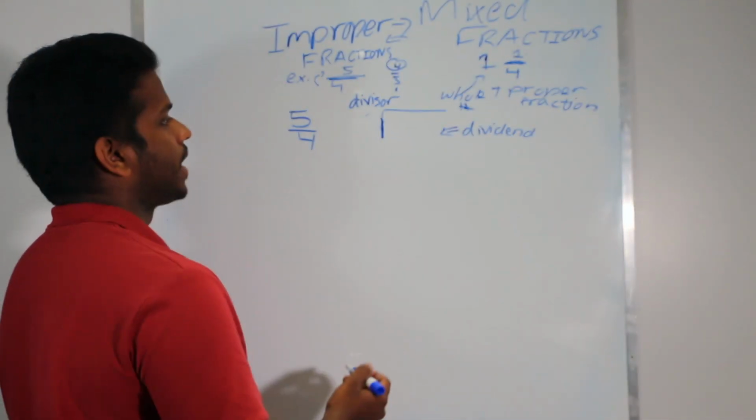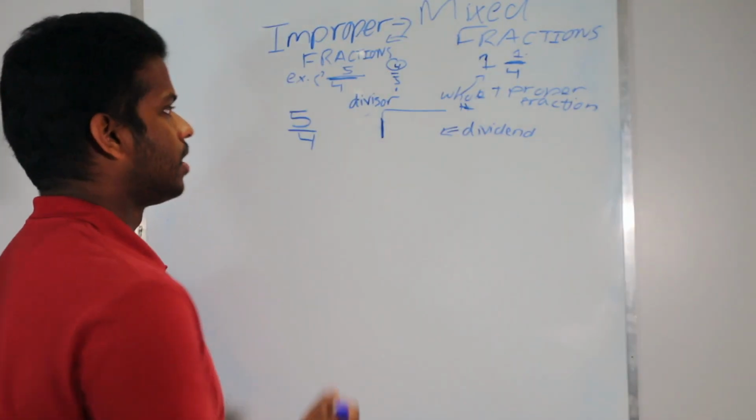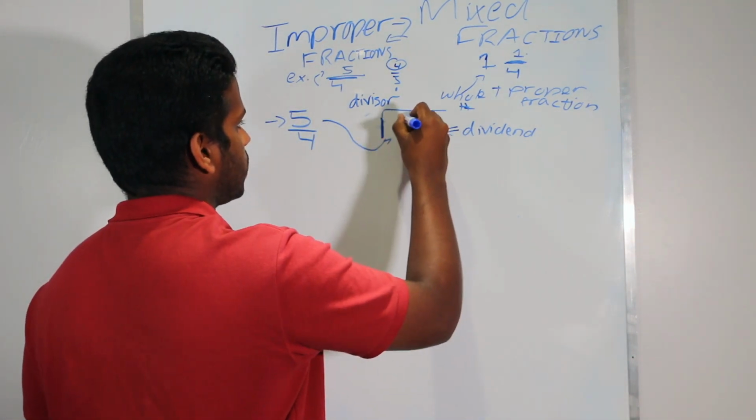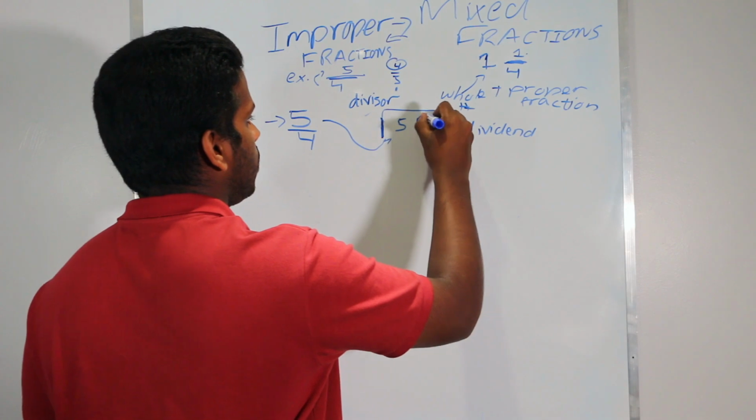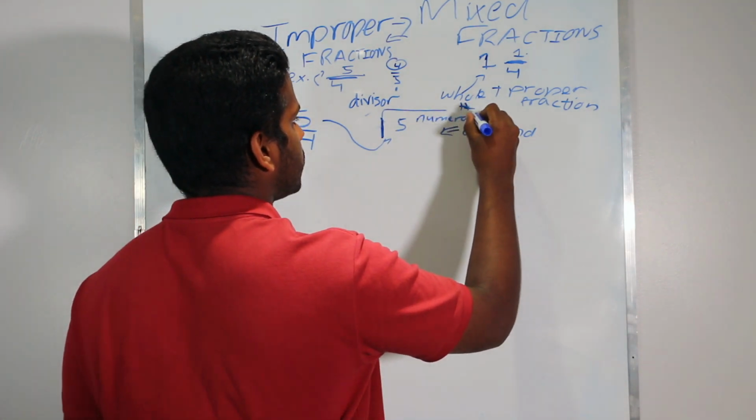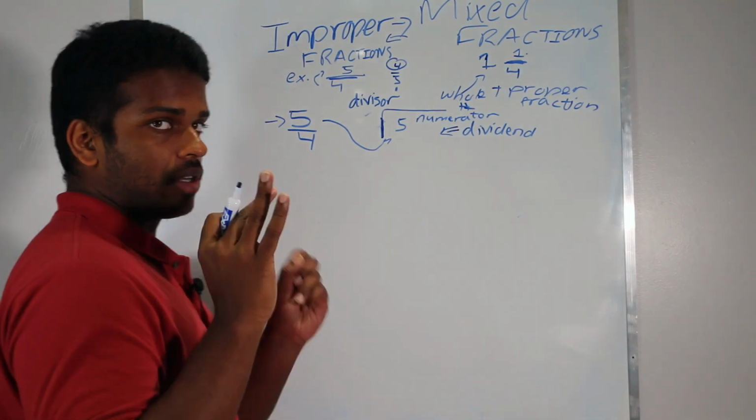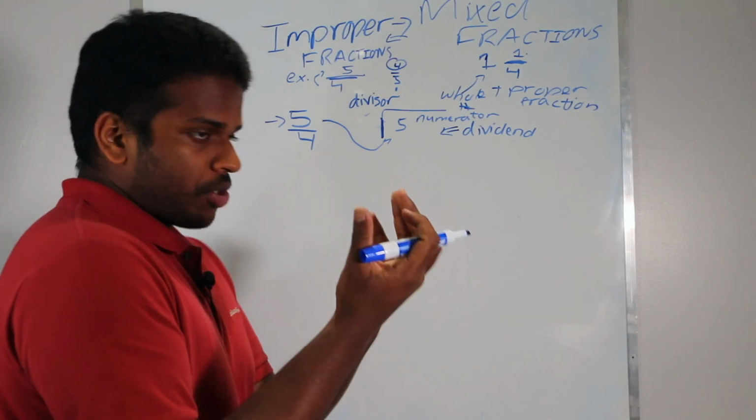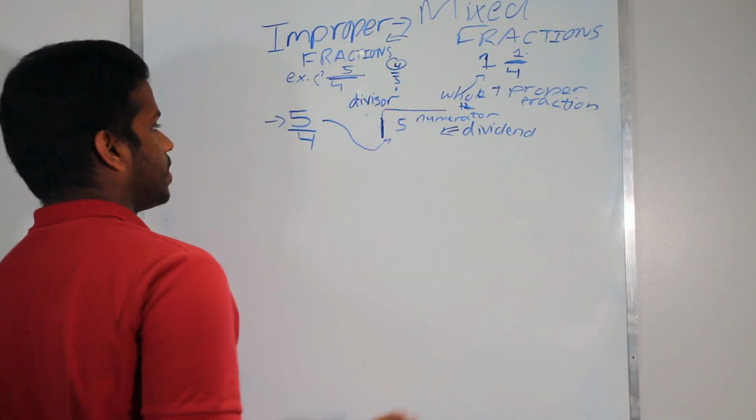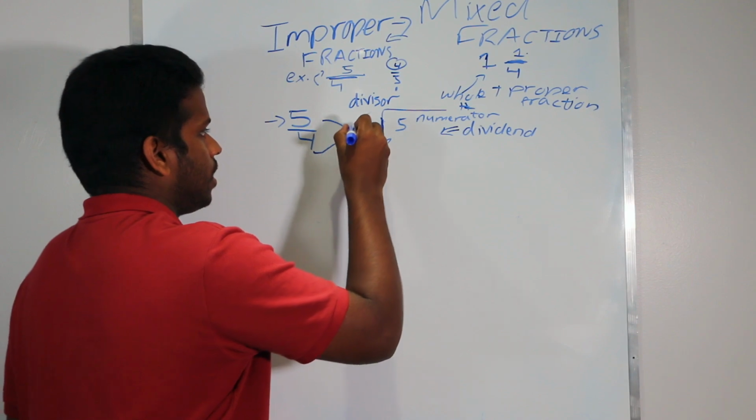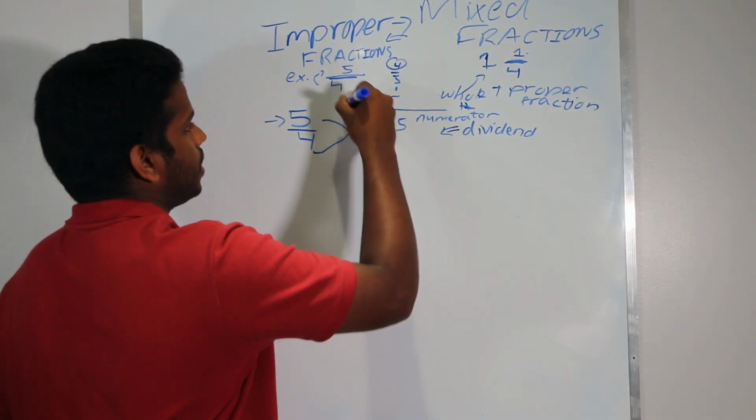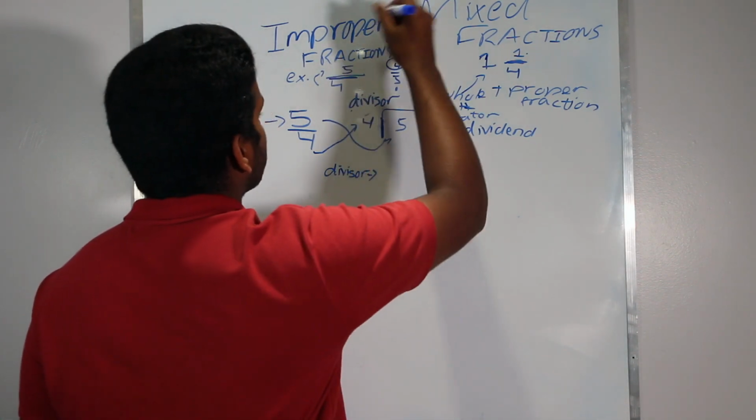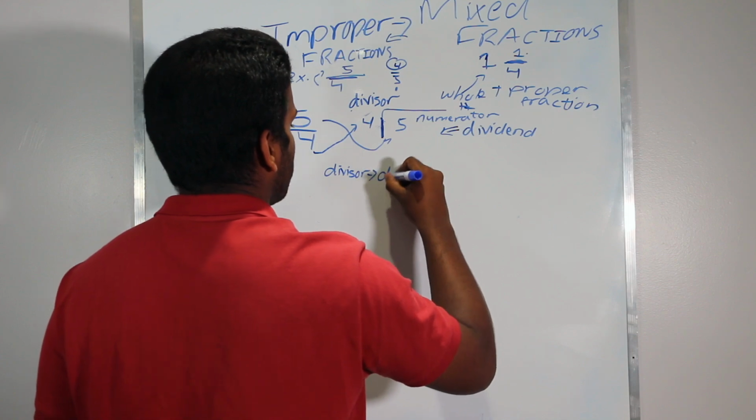So what do we put in our dividend? The numerator goes into the dividend. Keep that in mind. The dividend is the number that you're trying to divide by whatever the divisor is. And as you probably already noticed, the divisor would be the denominator. So think of it this way: the divisor is the denominator when you're converting improper fractions to mixed.